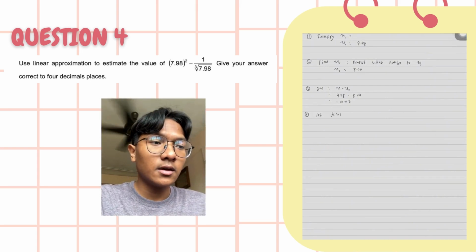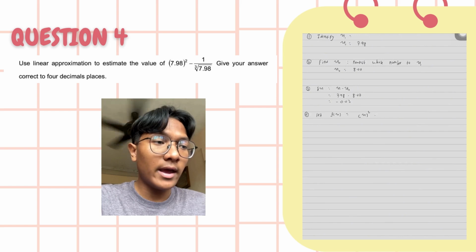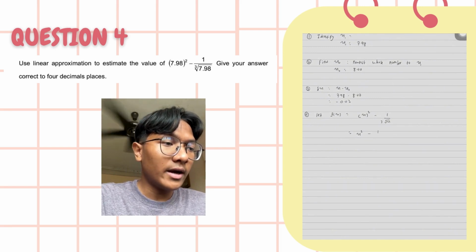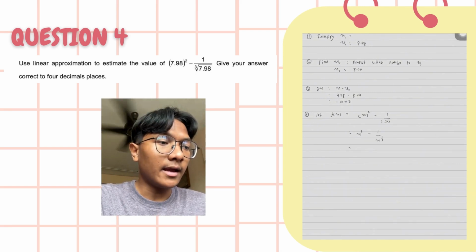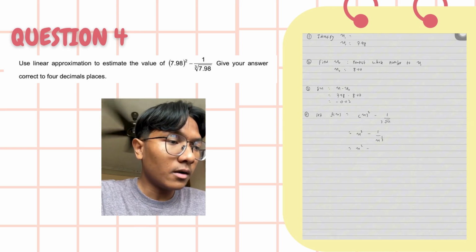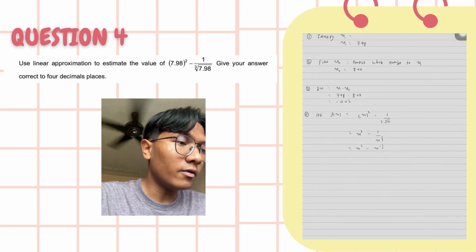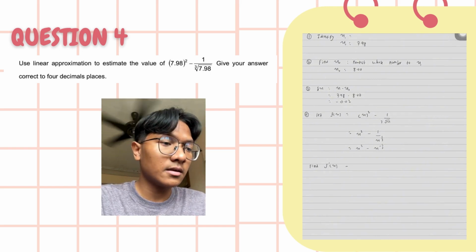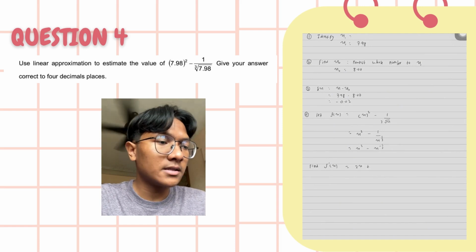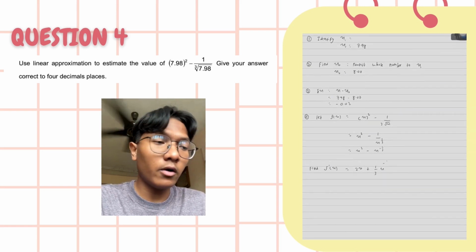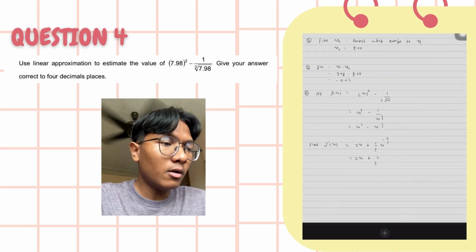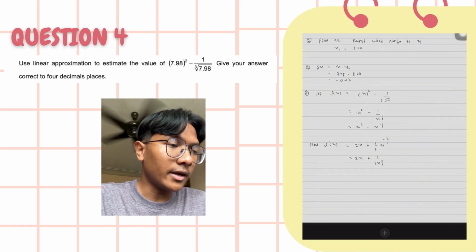Step number 4 is we have to let f(x) be equal to x squared minus 1 over cube root of x. So x squared minus 1 over x to the power of 1/3, which is x squared minus x to the power of negative 1/3. So next we have to find f prime of x. So 2x plus 1/3 x to the power of negative 4/3, which is 2x plus 1 over 3x to the power of 4/3.